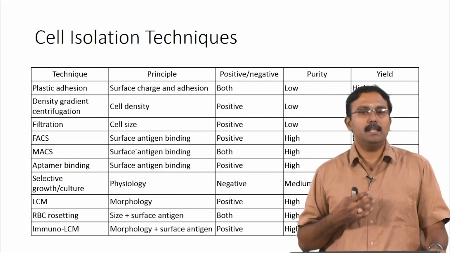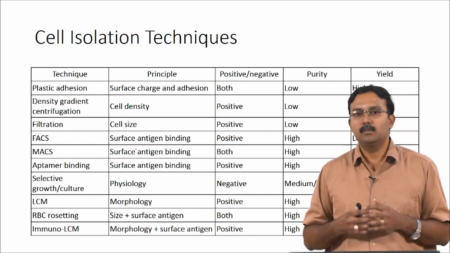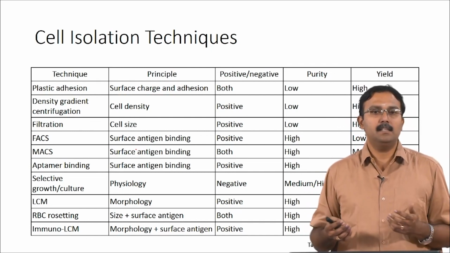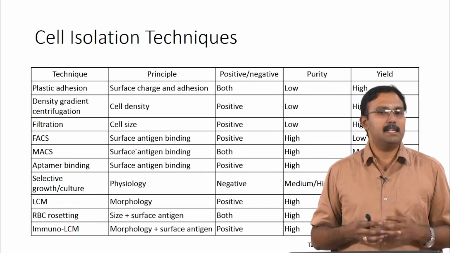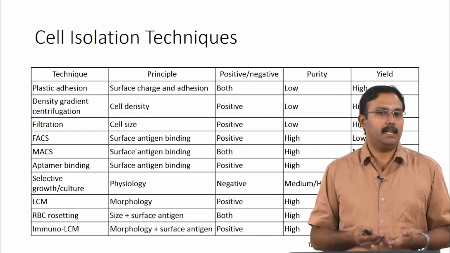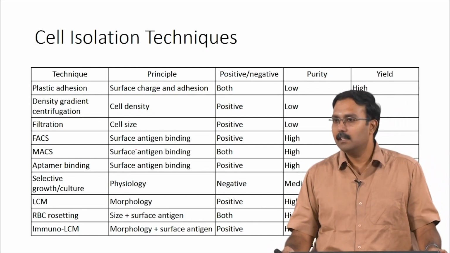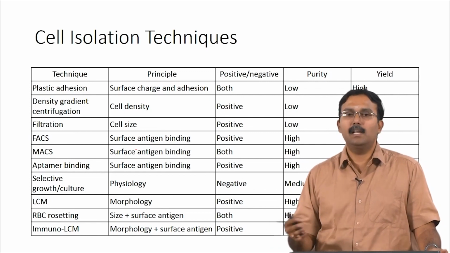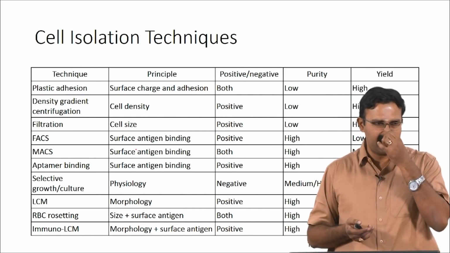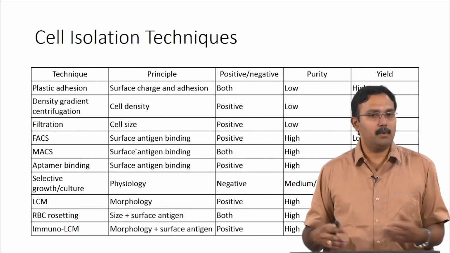With RBC rosetting and immuno LCM, you are trying to use combinations here. RBC rosetting basically uses size and surface antigen, whereas immuno LCM would be using morphology and surface antigen. These will give you very high purity because obviously you are using the surface antigens as the second technique. Yield will again be medium to low. So, these are the general techniques which have been extensively studied, and we will talk about some of these techniques in greater detail, and some of them we will not discuss.